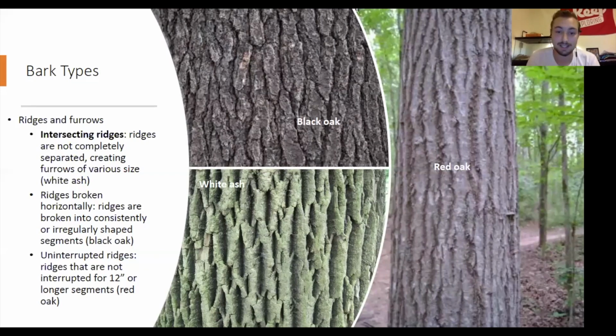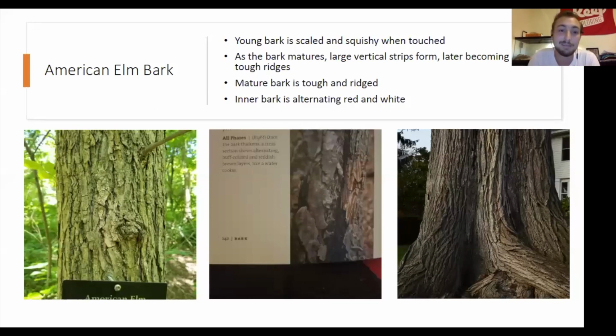But again, like I said, the American elm bark goes through a series of stages as it matures, looking different each time between very young, somewhat young, and mature. And we'll see that in a second. Right here, an American elm. So you'll notice it's very vertically striped or scaly when young, and it's actually even squishy, especially when it's really high in humidity outside. So right now, our American elms would probably be extra squishy.